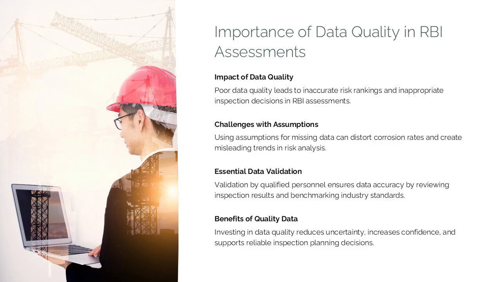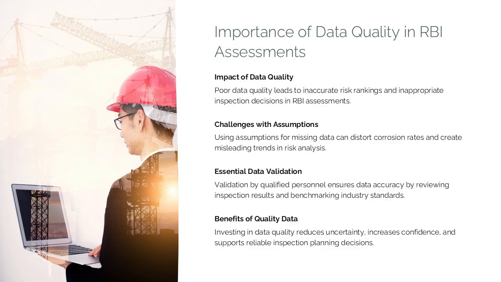missing or incomplete. For example, assuming nominal wall thickness in the absence of baseline inspection data can significantly distort calculated corrosion rates, especially early in equipment life. Measurement scatter and uncertainty can also create artificial trends that mask real degradation or exaggerate deterioration. Without proper validation, these issues can result in either underestimated risks or unnecessary inspection frequency. Data validation is therefore an essential step in the RBI process.